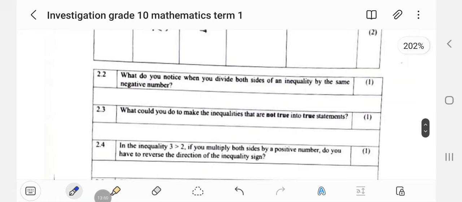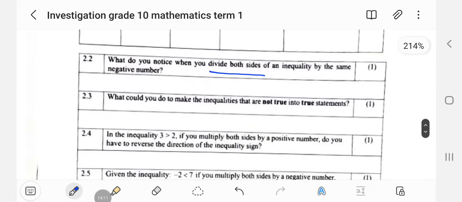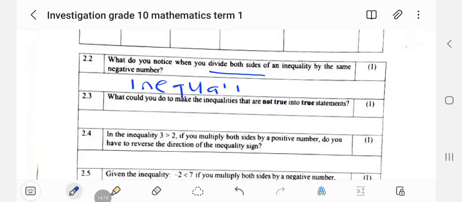2.2. What do you notice when you divide both sides of the inequality by the same negative number? Let's read the statement again: what do you notice when you divide both sides of an inequality by the same negative number? The inequality changes. So when you divide by a negative, the inequality changes.